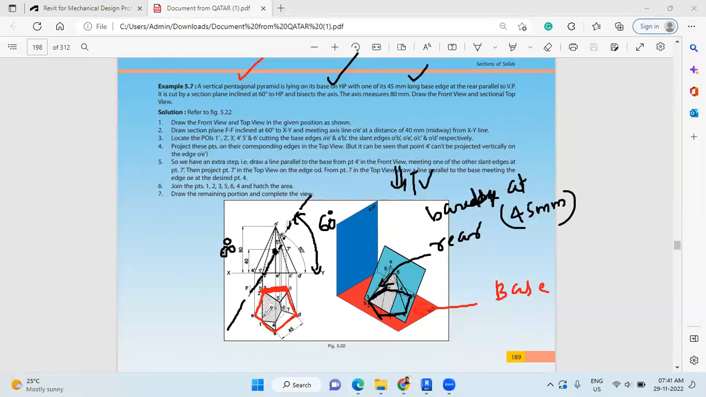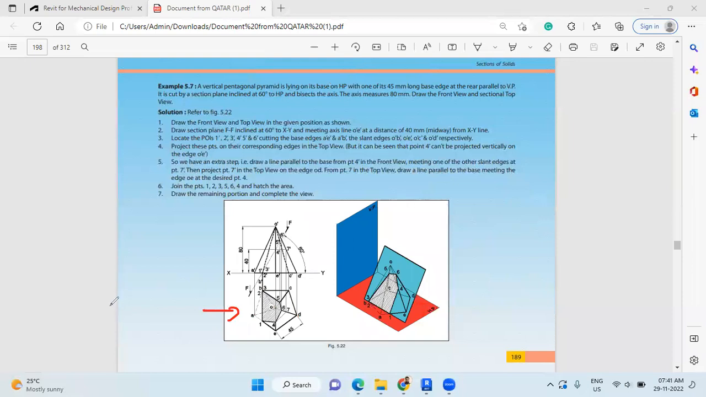Draw the pentagon like this, then draw the slant edges, then project it and you will get the front view. The height of the object is 80 mm. Then mark the center point of the axis and draw a line. This line represents our cutting plane. Then mark the cutting points and transfer them to the top view. So you will get the sectional top view. Very simple.